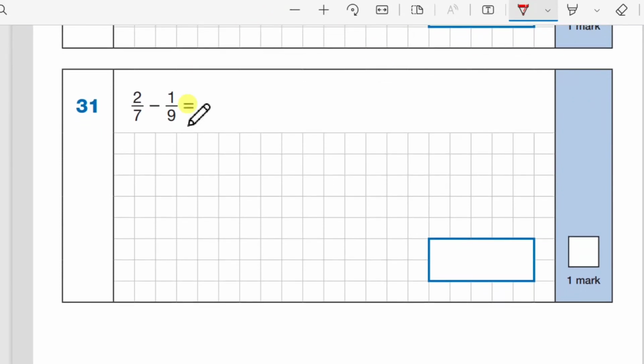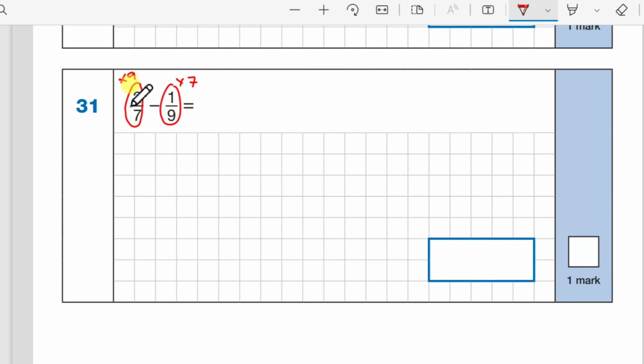Now, 31. 2 sevenths minus 1 ninth. So of all adding and subtracting fraction questions, you should always circle the two fractions. And then multiply left and right side by the values of the denominator, which they don't have. So because you've got 7 on the left and 9 on the right, you can times the left by 9 and the right by 7. So the opposites, up and down, yeah?